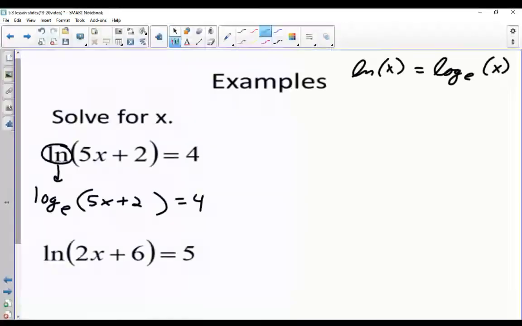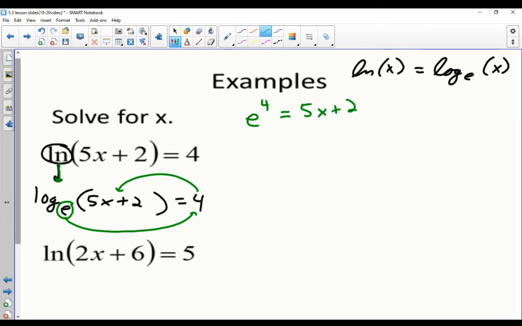The reason why I'd want to change this natural log to log base e is so that I can do the loop method, where the e comes first, the 4 comes second, and the 5x plus 2 comes last. Let's go ahead and do that over here. E comes first, 4 comes second as the power, and then you'll have to do 5x plus 2 last. And now all that's left for you to do is to solve for the x.